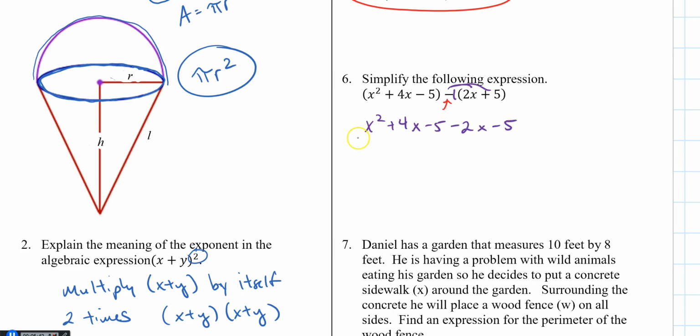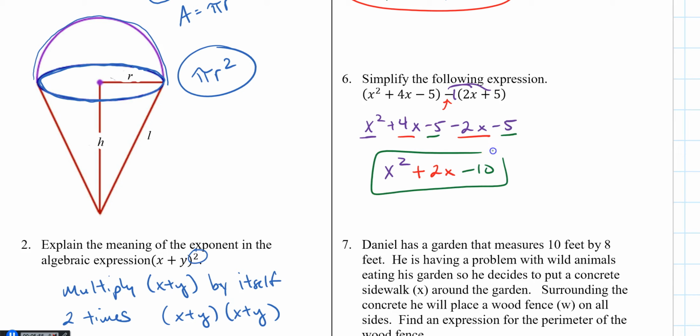And then we combine. There's no other x squared term, so I'm going to bring that down. Next I have 4x negative 2x, so that's just going to be a plus 2x. And then finally I have negative 5 minus another 5, which is negative 10.